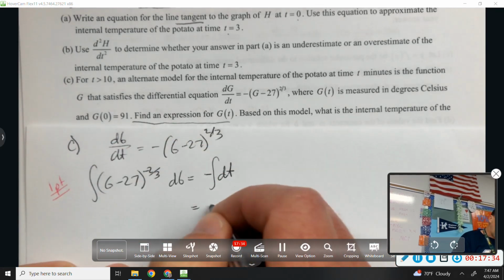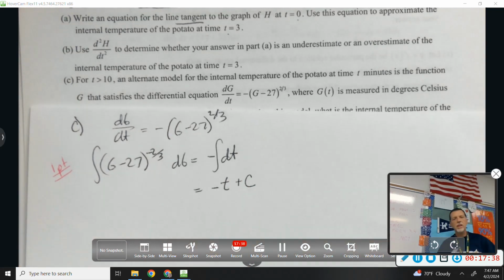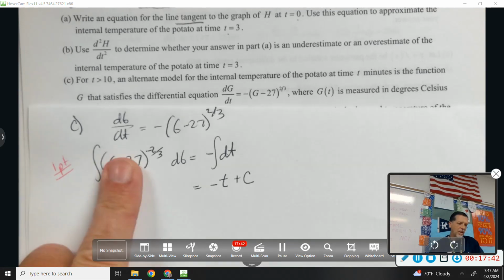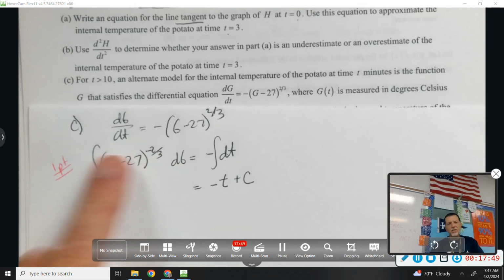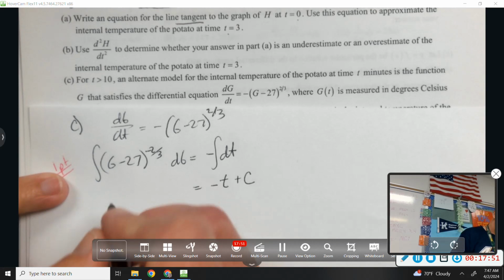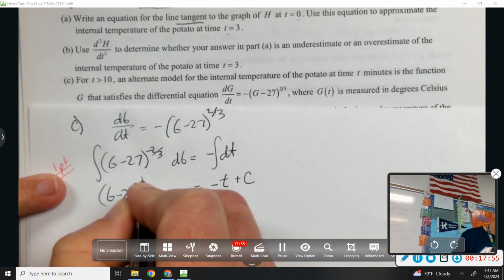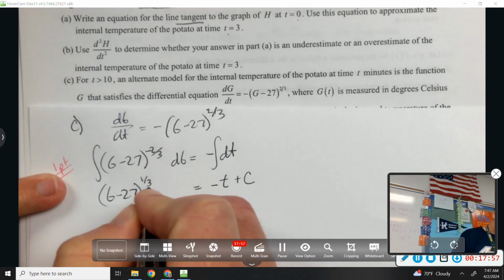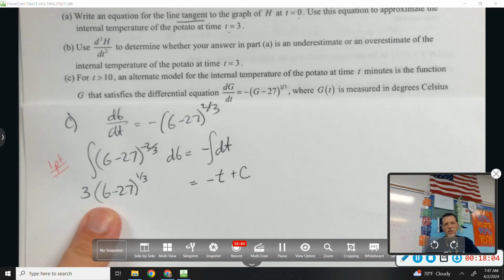So the right-hand side's easy. That would just be negative t plus c. The left-hand side, okay, this is going to be power rule, because only the negative 1 is the natural log thing. So this is power rule. So (g minus 27) to the 1/3 divided by 1/3. And there's no chain rule considerations because the derivative of g would just be 1.